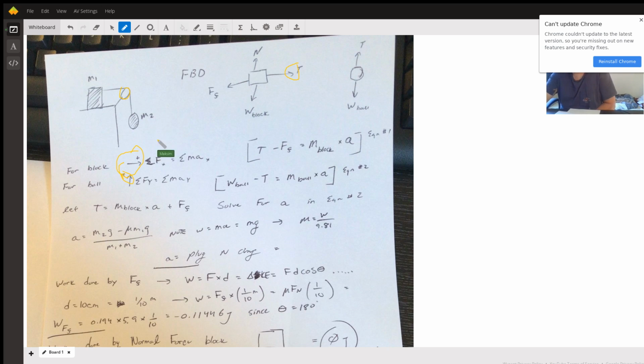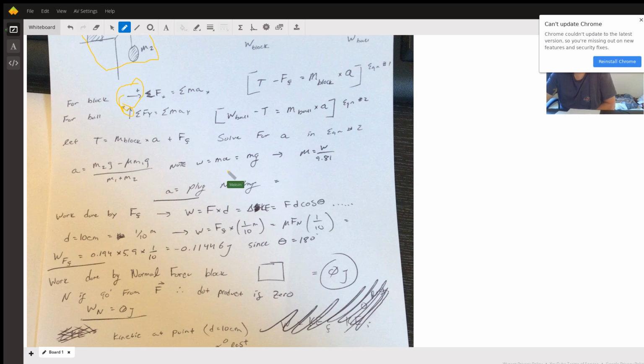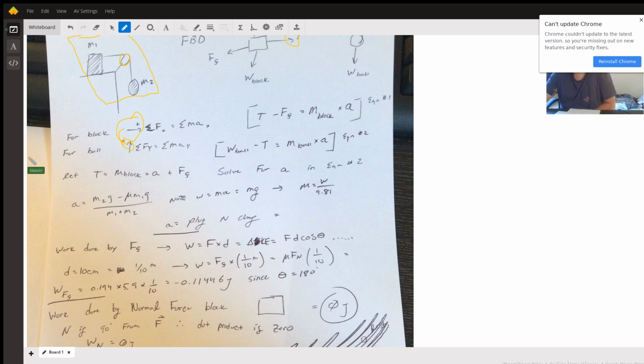Since they're connected by a pulley rope system, the acceleration that the block and the ball experience is the same since they are part of the same system. So this right here would be the system. To solve this equation, you're going to need to do a variable substitution for tension, as shown right here, and then you solve for acceleration and you plug it back in. You should be left with this expression.